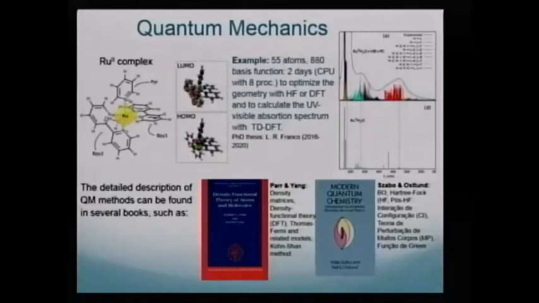And if you take a look, this molecule has 55 atoms. We performed the calculation with around 880 basis sets. It means that to optimize the geometry, we took around 2 days on a computer that has 80 processors, okay? To calculate the absorption spectrum, meaning that now I need to calculate not only the ground state but also the excited states, we spent around 2 days to make one single calculation, okay?